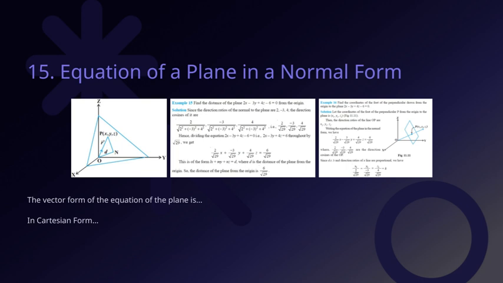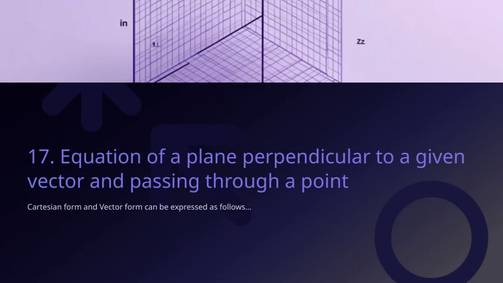Moving forward, we'll see how these forms connect to the normal form of the plane equation, which emphasizes the perpendicularity of the normal vector to the plane itself. Understanding these different representations helps us grasp the underlying structure of planes in three-dimensional space and prepares us for more advanced applications. Let's take a closer look at how we can express the equations of a plane using both Cartesian and vector forms. These two forms are fundamental because they give us different perspectives on the same geometric object.